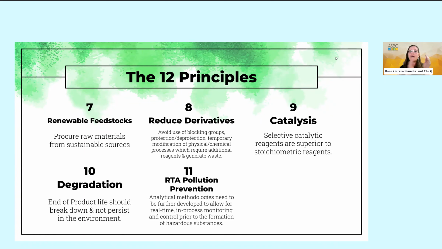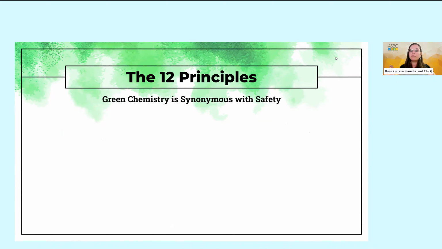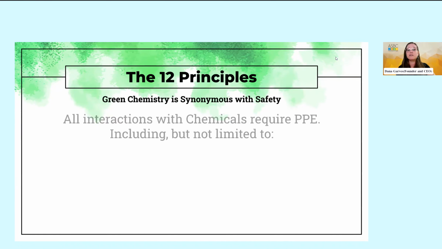And lastly, number 12, accident prevention. So minimizing the potential for chemical accidents, including releases, explosions, fires. This is paramount in green chemistry, and I think one of the most important ones. I'm going to go through quite a few different methods, and I'm not always going to point out each individual step you can take to be safe, because green chemistry is more or less synonymous with safety.